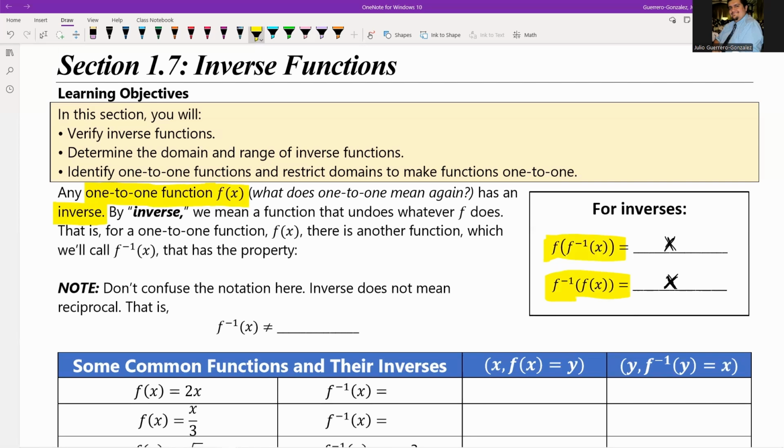Now, I have to state this. The actual definition is that both of these have to be correct. We are not far enough along in math to find functions where one works and the other doesn't. So you only need to check one of these. Either one is fine, it doesn't matter. I'll show you guys when we get to the examples.